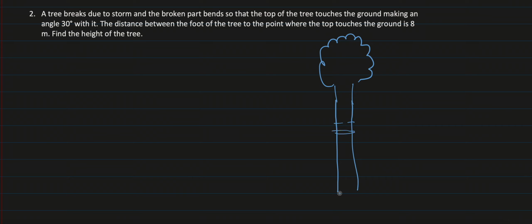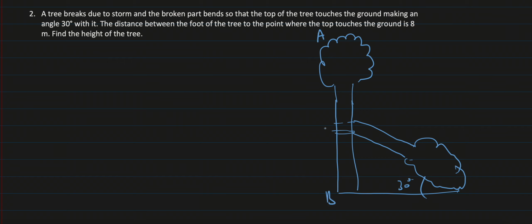So when it breaks down, it makes an angle with the ground. That angle is 30 degrees. Let me name these as points. Let's say this is A, B, and the tree broke down at C.